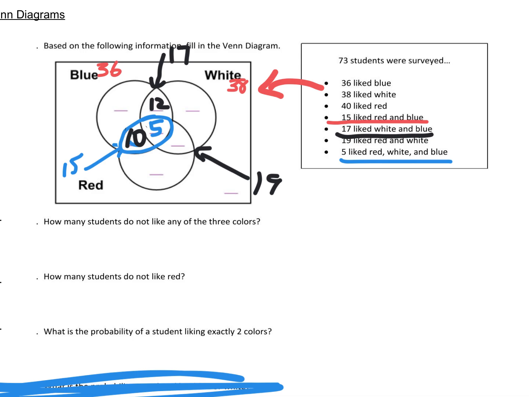19 total would mean 14 go here. And then 40 liked red. I haven't put that on here yet. Oh, that's the key. Because as soon as I can do this one, because they have to add up to 40, then 15, 25, 29. So this makes this 11, because that has to add up to 40.